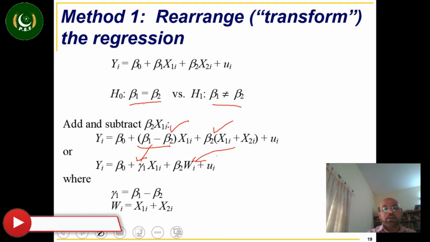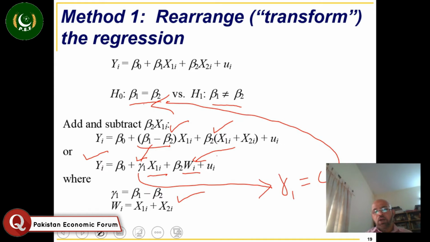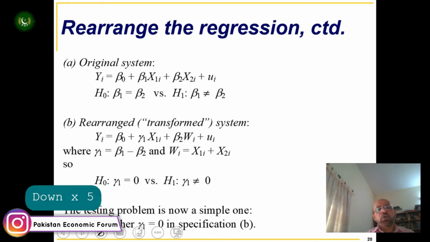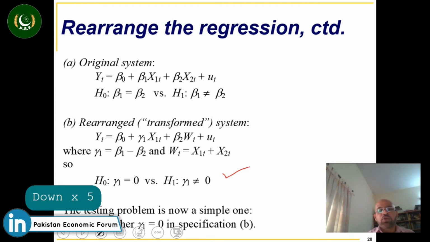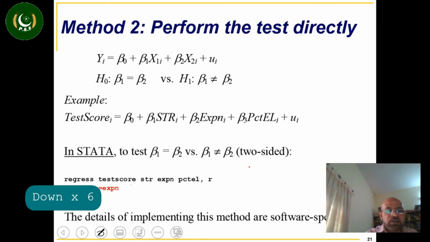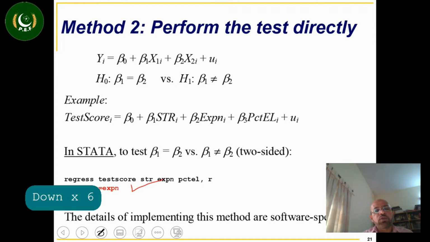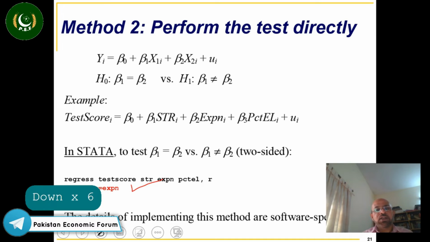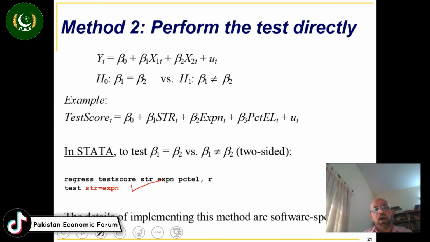So first of all, construct a new variable wi, and now regress yi on x1i and wi, and then test H0 gamma 1 equal to 0. That is basically the same as testing beta 1 equal to beta 2. So you have either way. You can use this transformation, or you can use a direct command in Stata: test score equal to student-teacher ratio, expenditure per student. These are the options you can use. Similarly, you can use it in R. We'll discuss all these things in our next video, which will be a workshop on chapters 4, 5, 6 and 7.